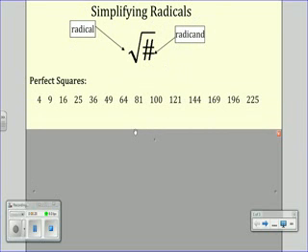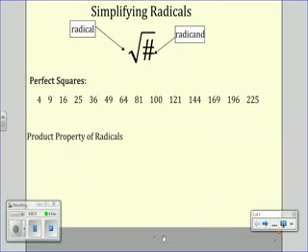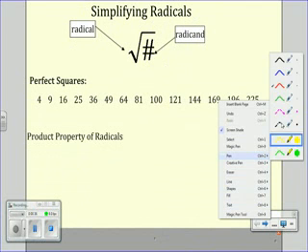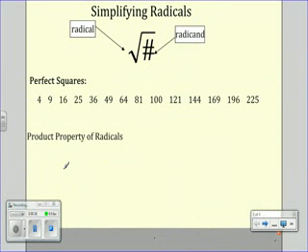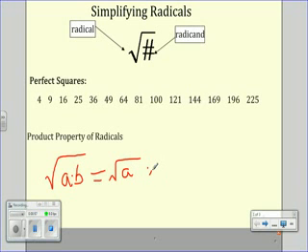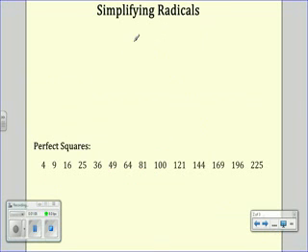This is a list of the first 15 perfect squares, not including the number 1. Also, to help us simplify radicals is the product property of radicals. This may sound confusing, so I'll try to explain it. The product property of radicals states that the square root of a product equals the product of the square roots of the factors. Or in other words, radical A times B is equal to radical A times radical, or square root, B. I will use the words radical and square root interchangeably throughout my presentation.